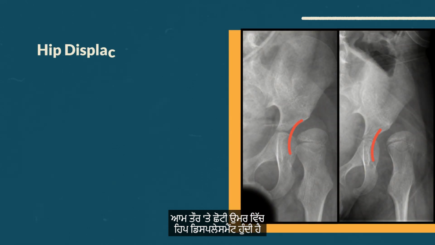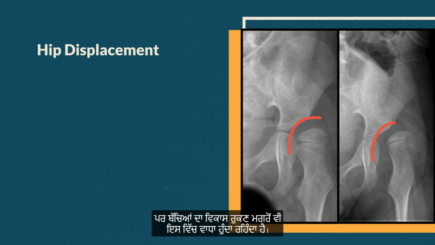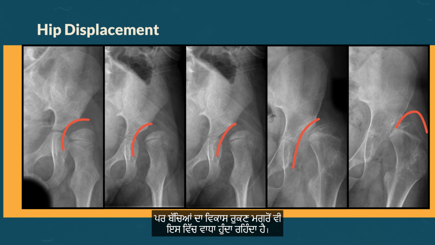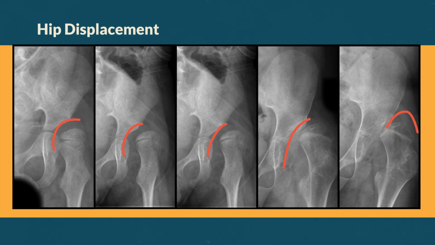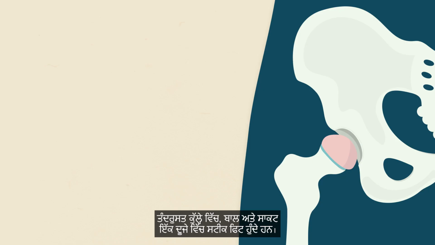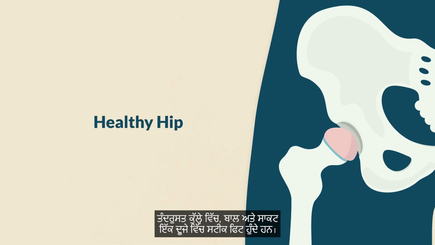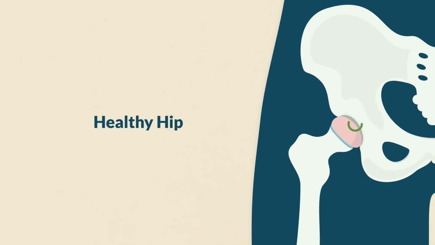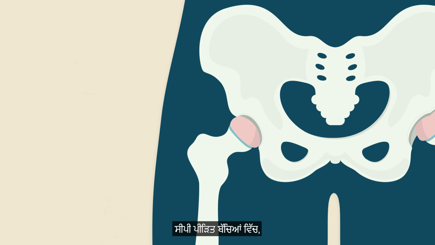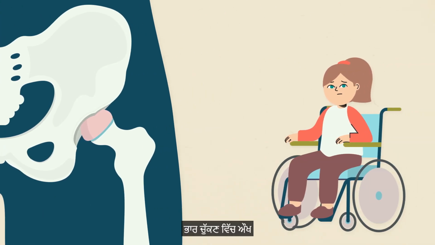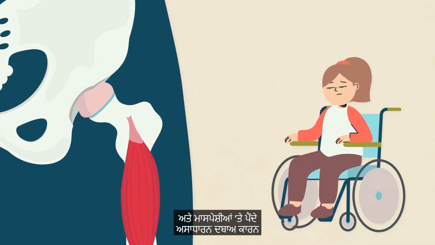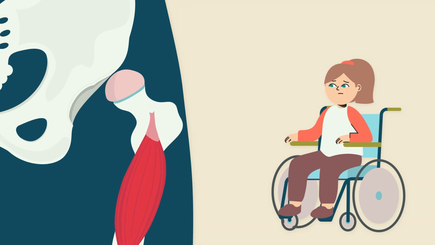It is common for hip displacement to present at a young age, but can continue to progress until or after they stop growing. In a healthy hip, the ball and socket fit together snugly. In children with CP, lack of weight bearing and abnormal muscle forces may result in the ball moving out of the socket over time.